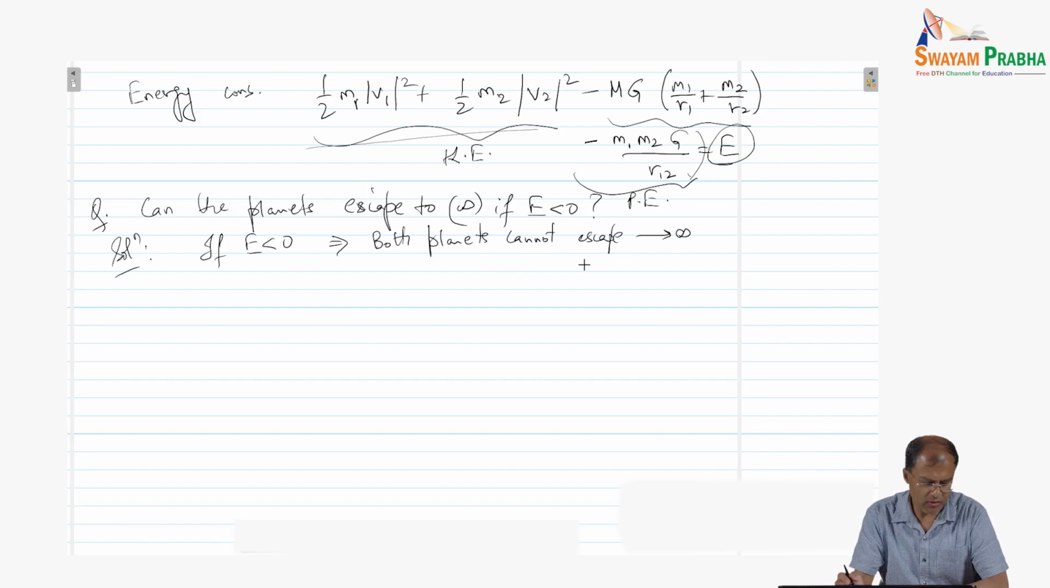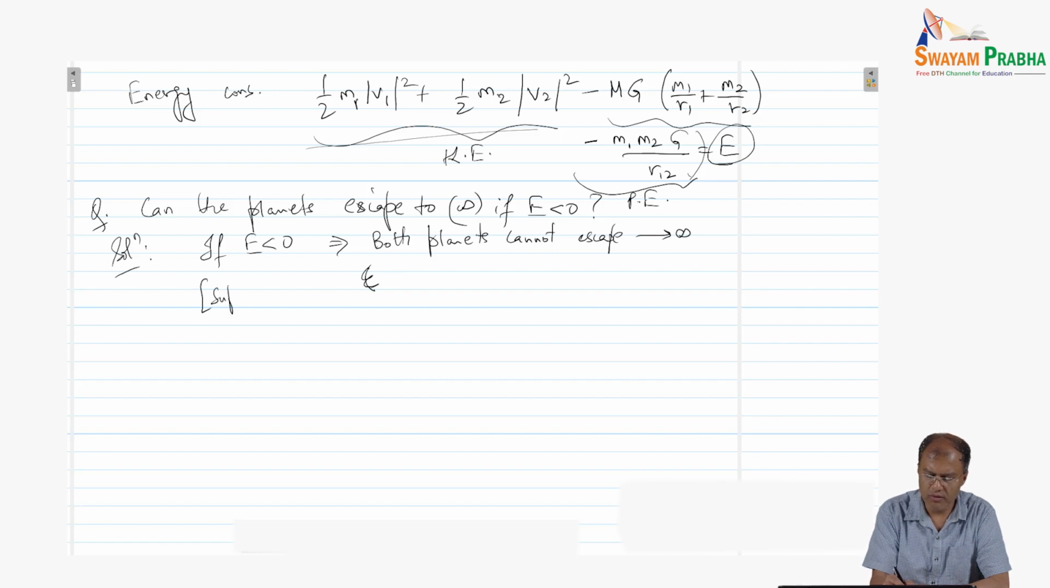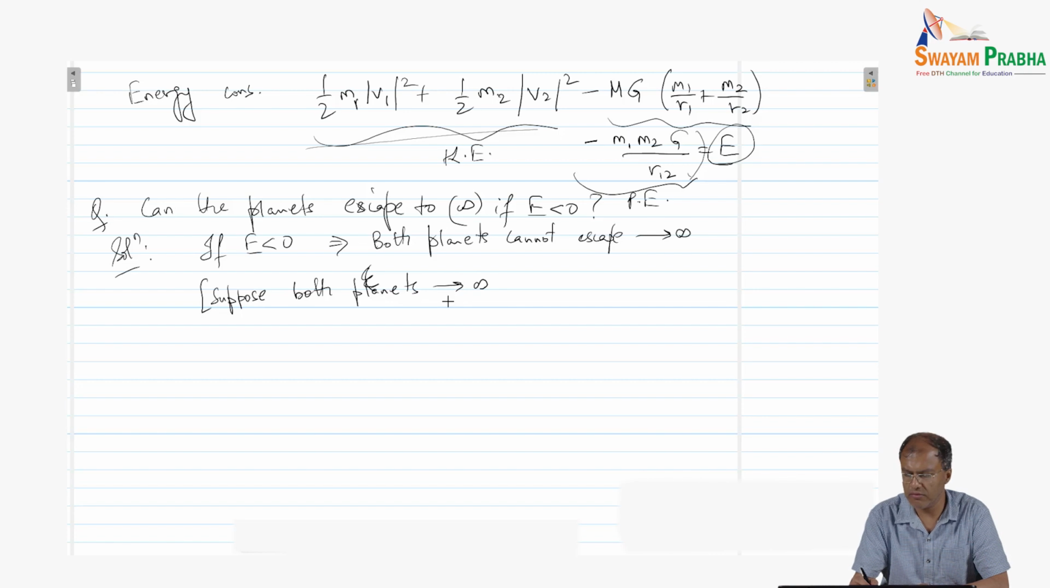So what is going to happen, let us see in the formula itself. Suppose both planets go to infinity, that is, they escape the gravitational field of the star.